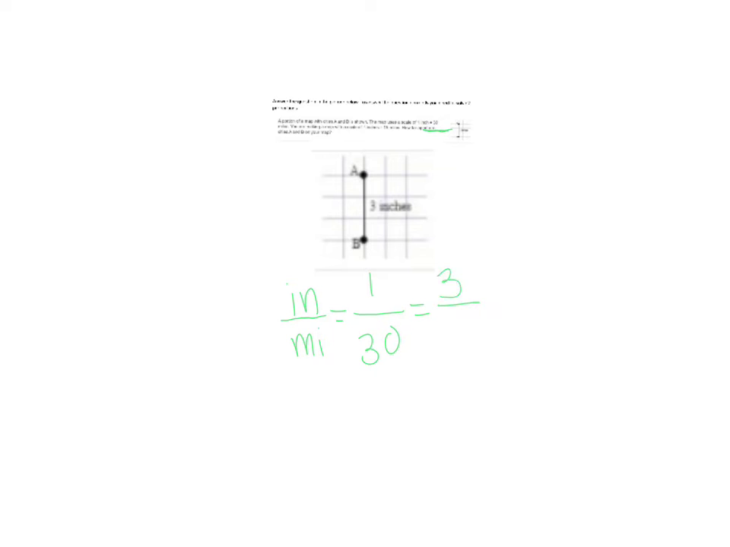So we're comparing inches to miles. So we know 1 inch equals 30 miles. And the map shows 3 inches apart. Now to solve this, I would cross multiply. 30 times 3 is 90, and 90 divided by 1 is still 90. So for the first one, they are 90 miles apart, and this map shows them as 3 inches apart. Now we're going to use this information to solve the question asked. How far apart are cities A and B on your map?